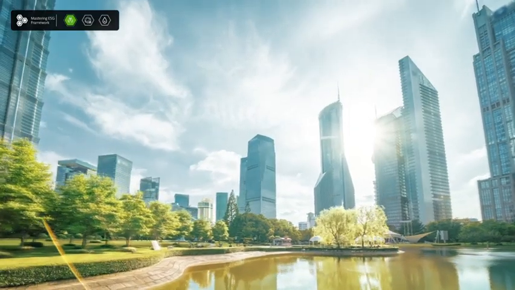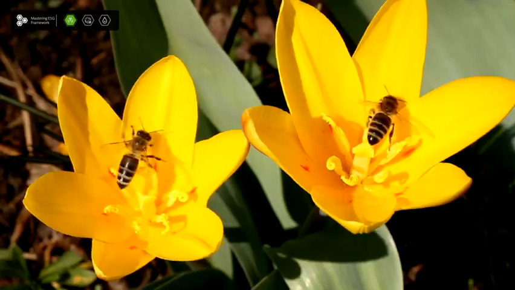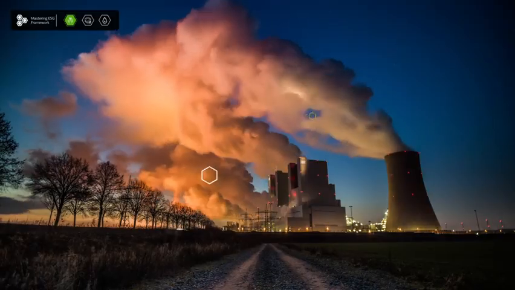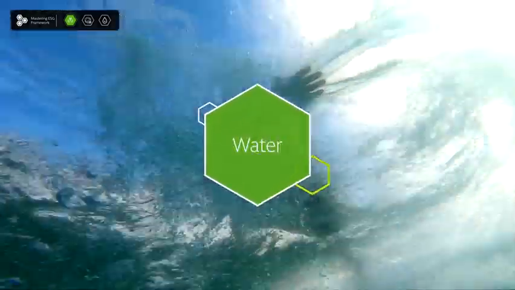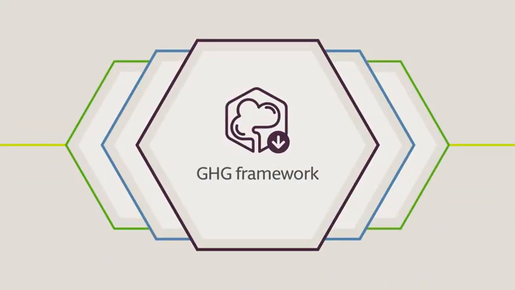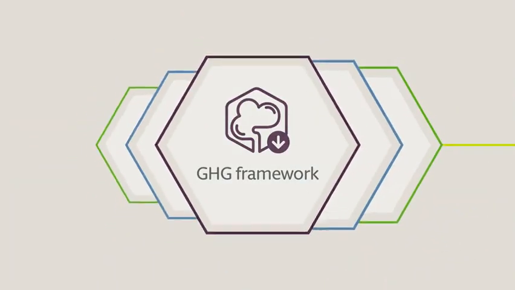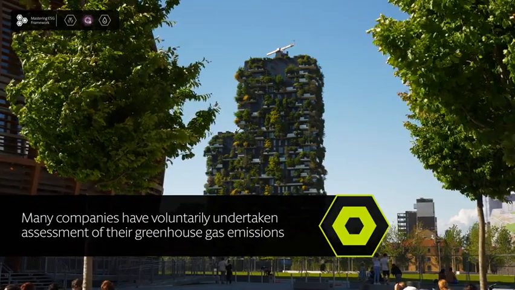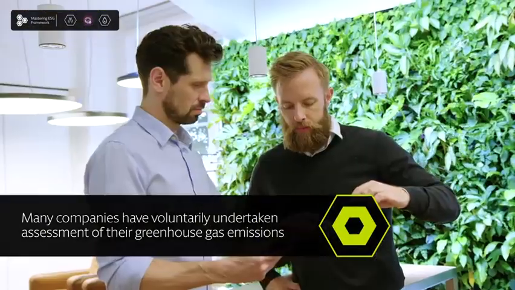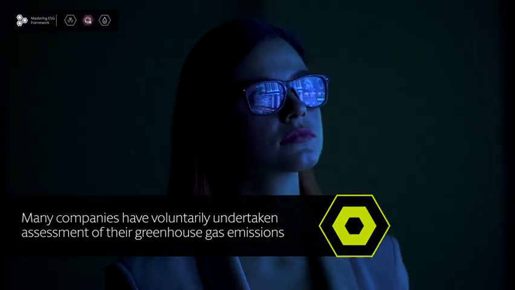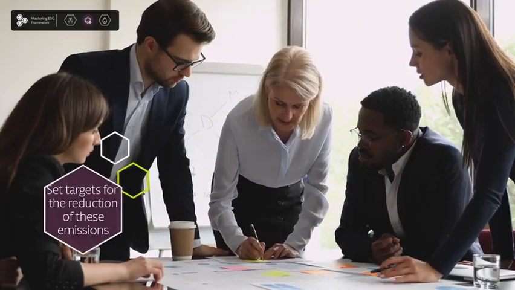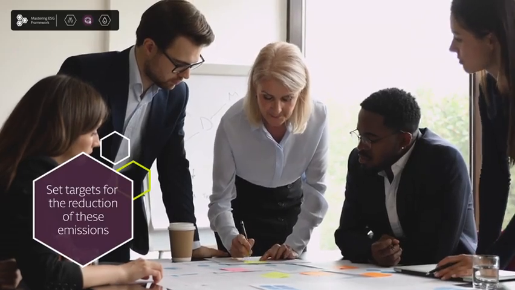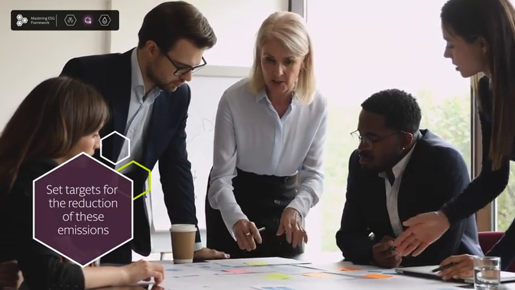To illustrate this point, we will discuss examples relating to two areas of sustainability: greenhouse gas emissions and water. Many companies have voluntarily undertaken assessment of their greenhouse gas emissions and provided public disclosure of this information. Most of these companies have then gone on to set targets for the reduction of these emissions.